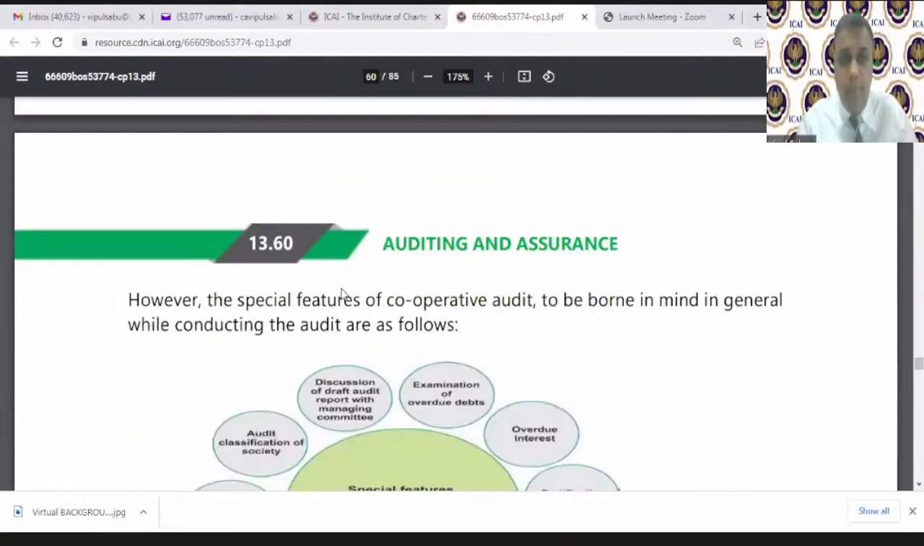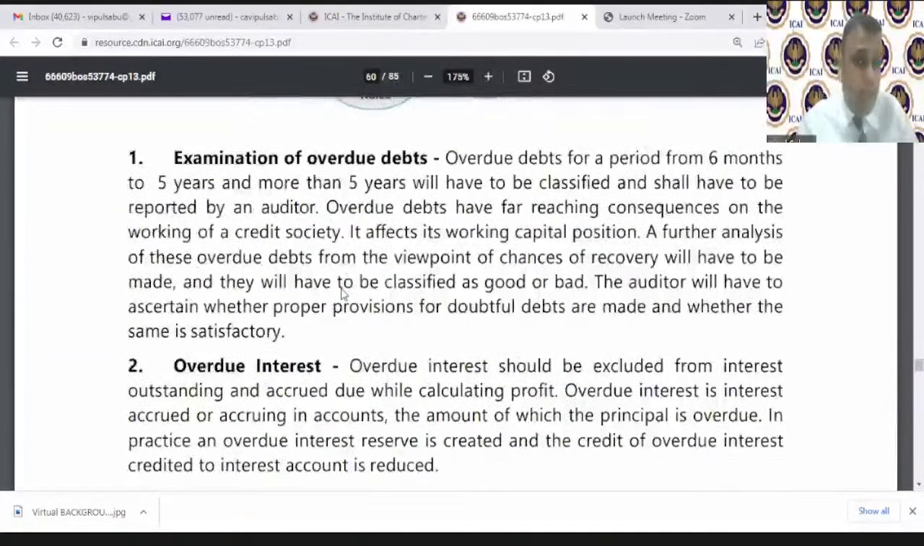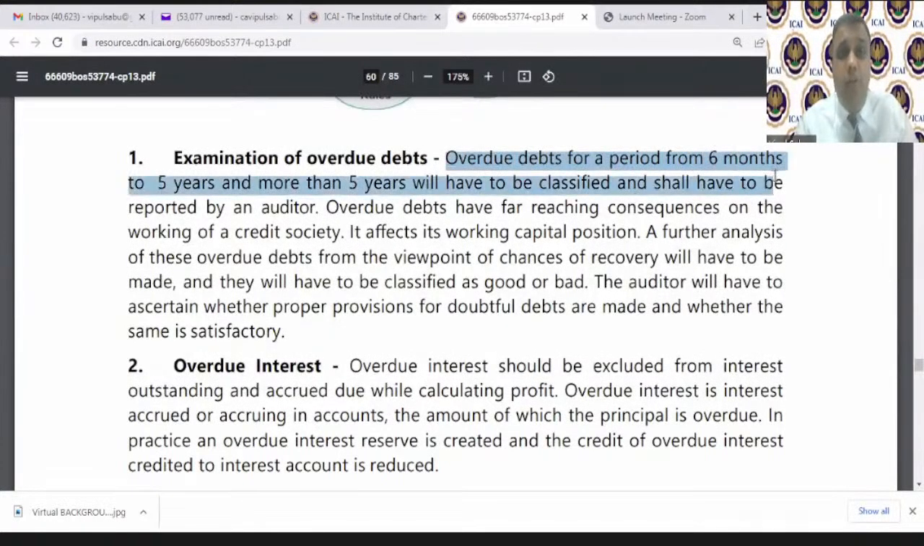Okay. Examination of overdue debts. So overdue debts for a period from 6 months to 5 years and more than 5 years shall have to be classified. What are overdue debts? Debts which have not been paid and are overdue: the principal, the interest, the installments. So till 6 months it is fine. But from 6 months to 5 years, you have to make one category, and for more than 5 years, you have to make another category. They have to be classified and reported by the auditor.